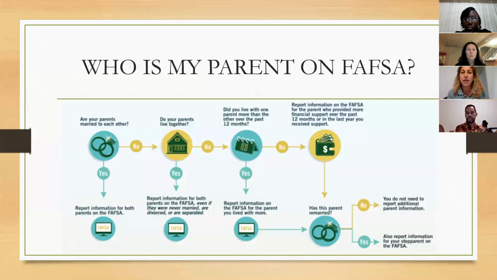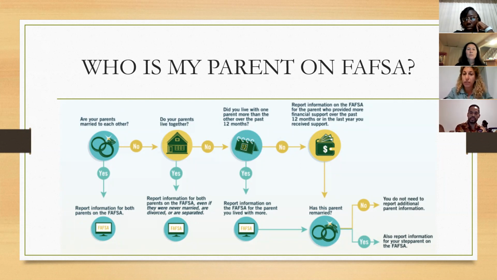Another question I get a lot is, whose information do I put? Lots of students have different family dynamics, and so there's often a question of who do you include in your FAFSA. So this is a little chart here to help explain that. If your parents are married to each other, you have to provide both of their information on your financial aid application. If your parents are not married, but they do live together, you have to provide both on your FAFSA application. If your parents are not married and don't live together, you provide the parent you live with for the majority of the year.